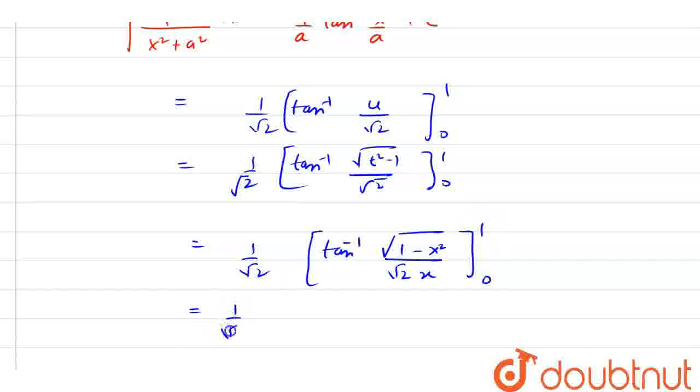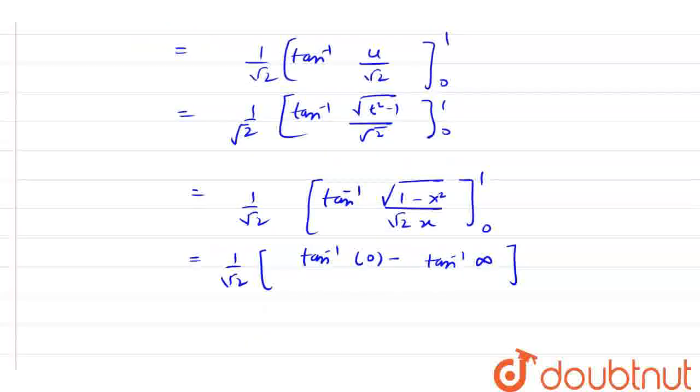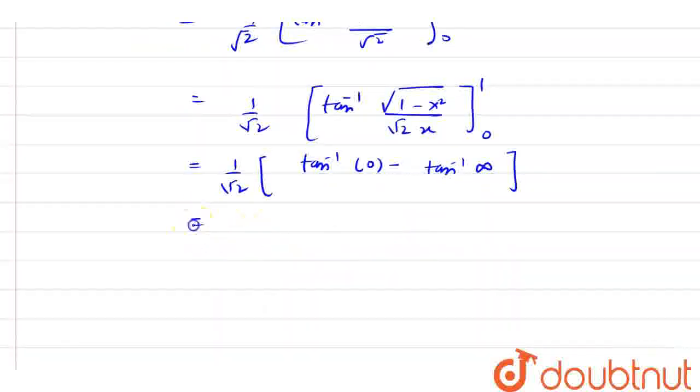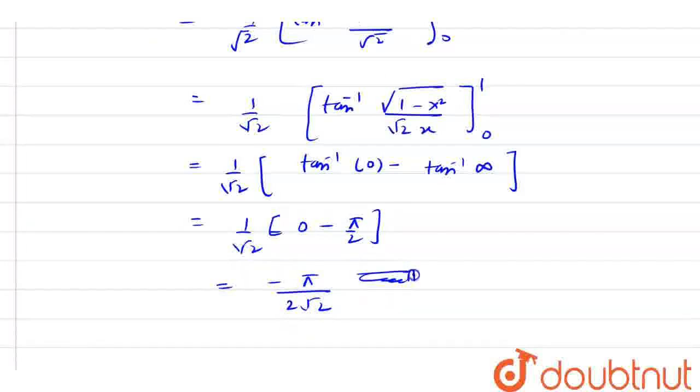Now if I put the upper limit, then I have tan inverse 0 minus, if I put the lower limit, then I have tan inverse infinity. Now what is tan inverse 0? Tan inverse 0 is 0 and tan inverse infinity is pi by 2. So my final answer here is minus pi by 2 root 2. This is my final answer here.